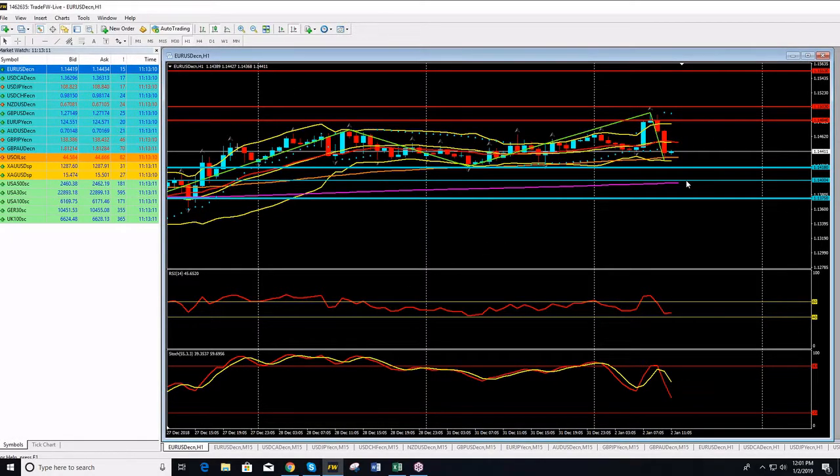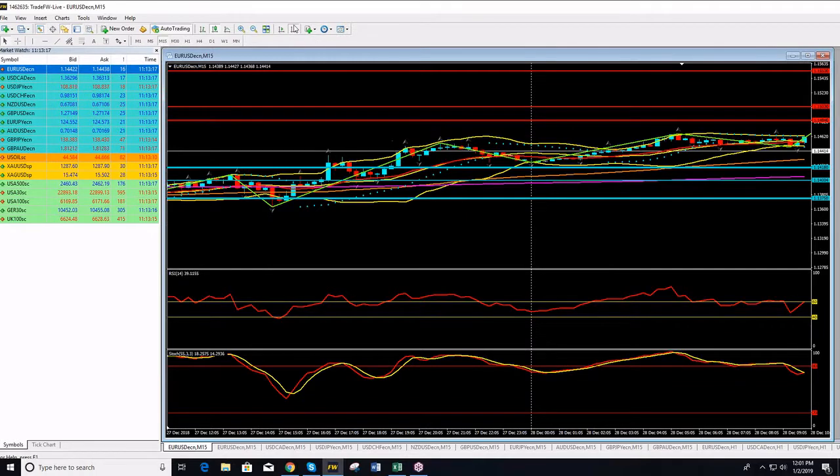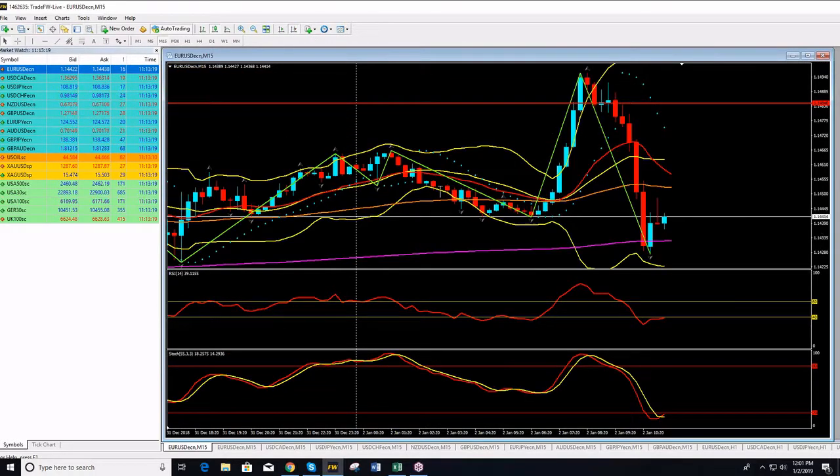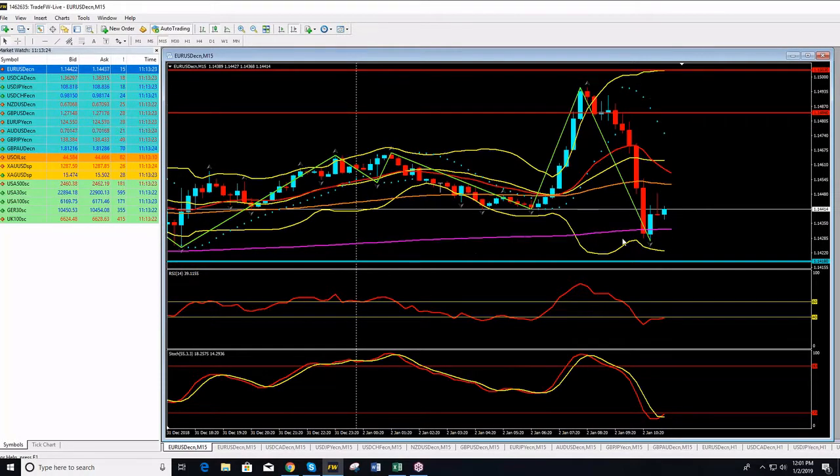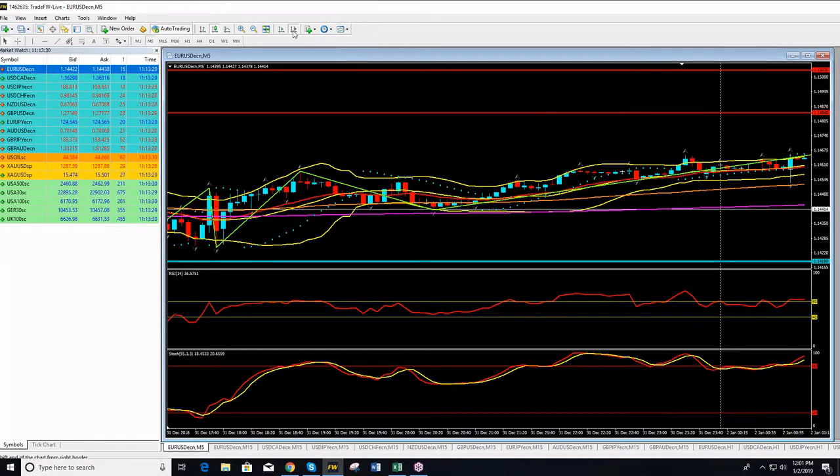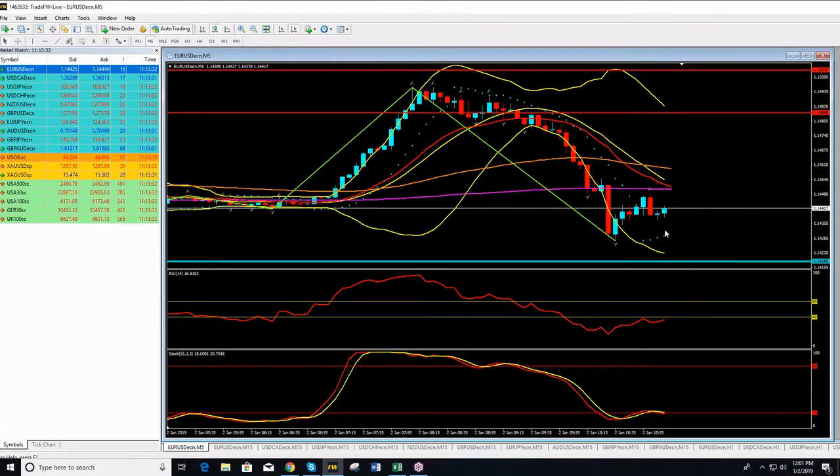I have 1, 2, 3 support levels and 1, 2, 3 resistance levels. I will switch now to the 15-minute chart. Okay, guys, I will switch to the 15-minute charts. We see that the price has found support on the moving average of 200 periods and started to go up. If I see a bullish parabolics on the 5-minute charts, I will initiate most probably long positions.